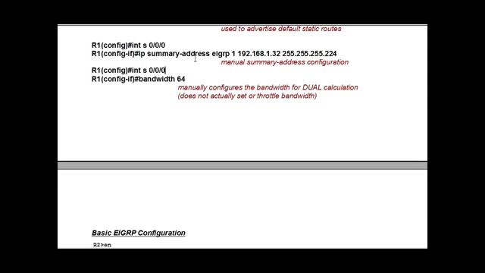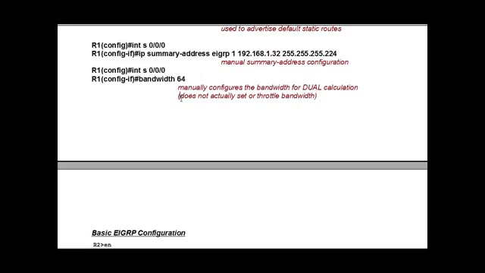IP summary-address EIGRP 1, the EIGRP routing protocol and the process ID, and then the summary address that you want to use and the summary subnet mask that you're going to use. Okay, so that's a manual summary address configuration.